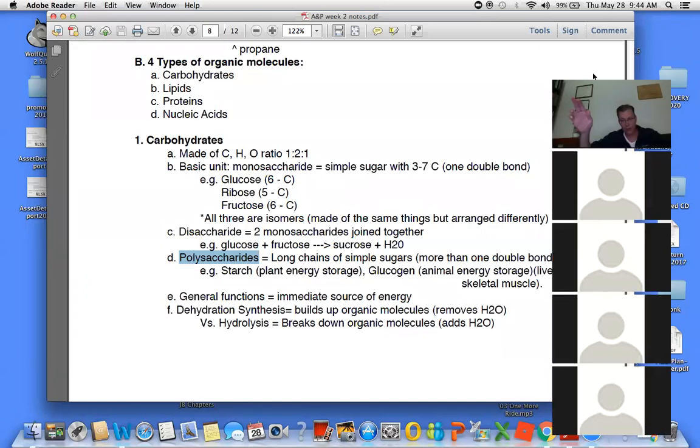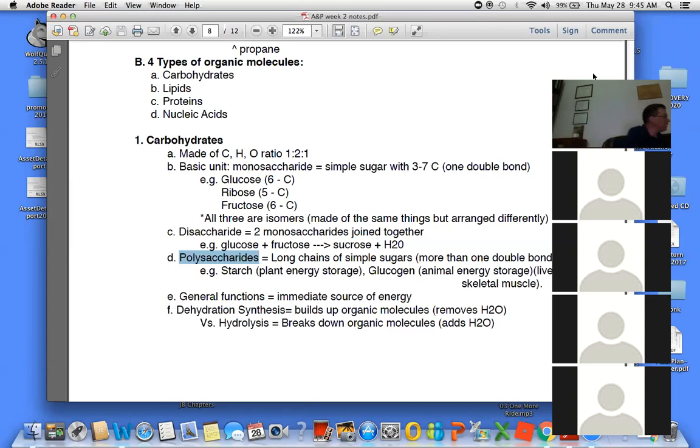And repeat after me. Dehydration synthesis builds up, and put your fingers like that. Hydrolysis breaks down. Dehydration synthesis builds up by removing water from the solution, and hydrolysis breaks down by adding water to the chemical that's trying to be broken down. All right, so on the test you remember this: up, down. Dehydration synthesis builds up, hydrolysis breaks down.